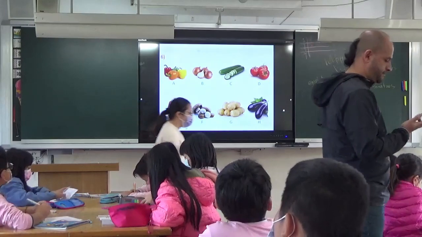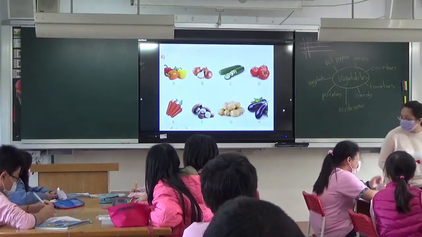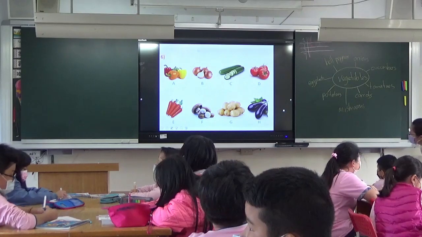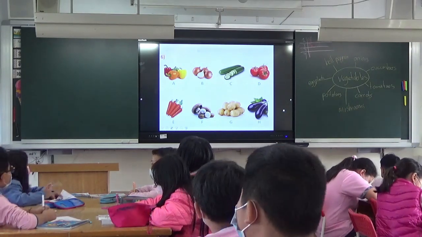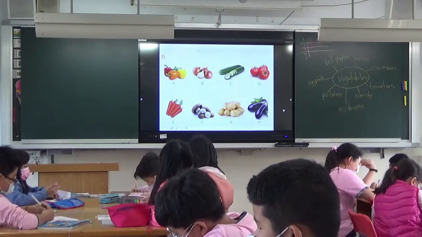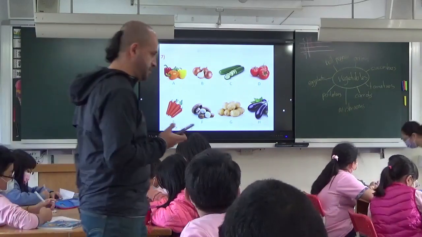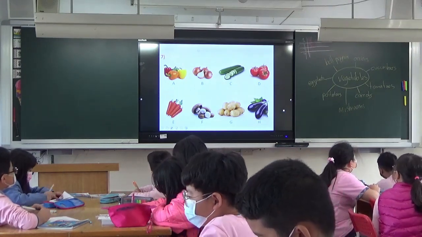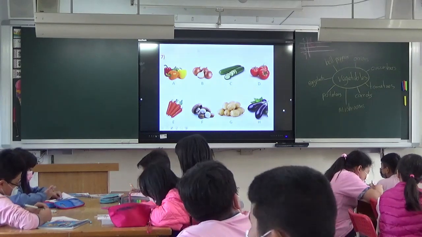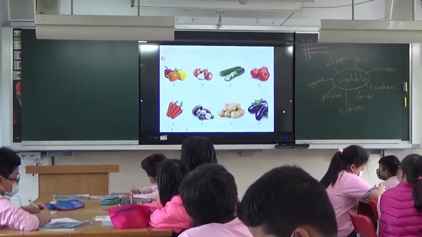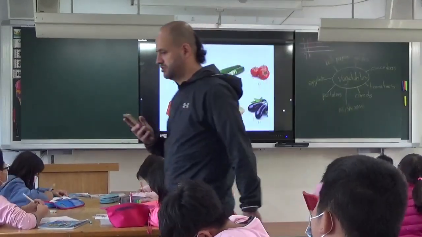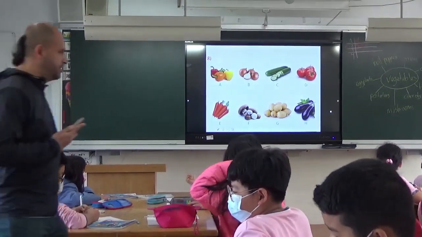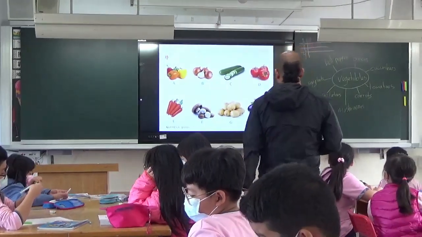Number six. Mushrooms. Number seven. Onions. Onions. And number eight. Tomatoes. Tomatoes. All right. Now please put your pencils down. We're done.